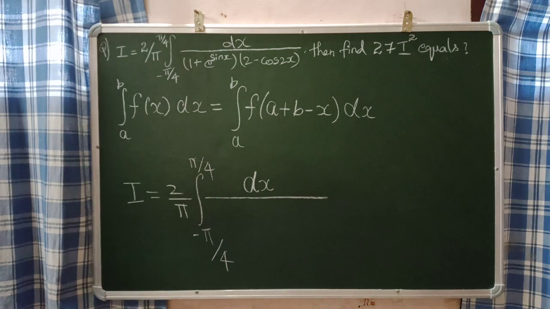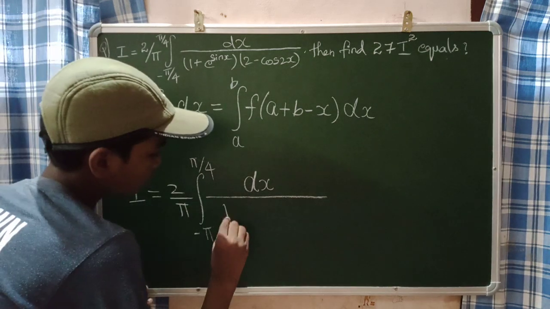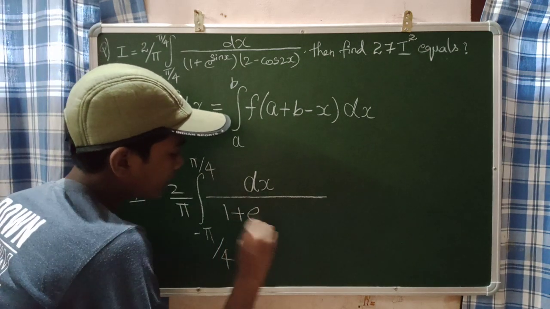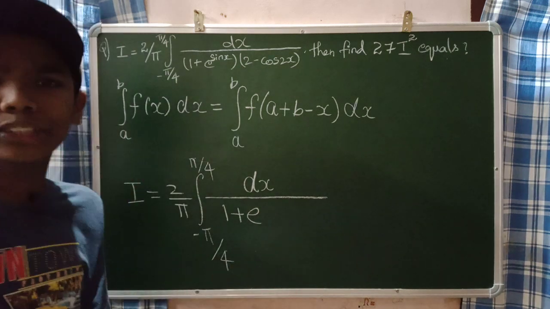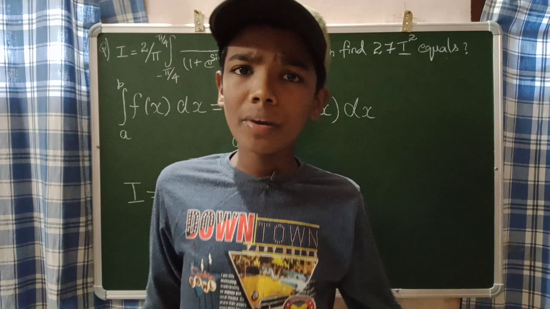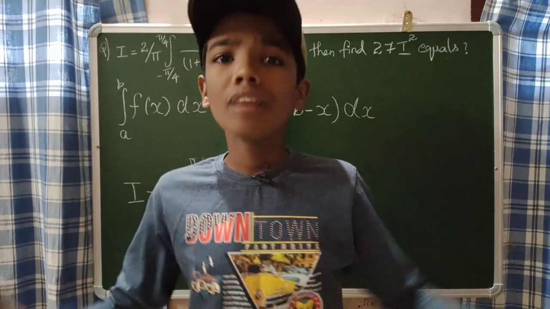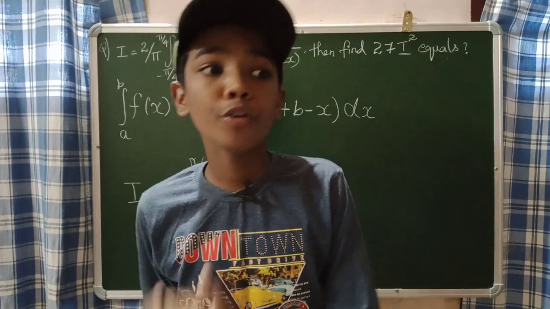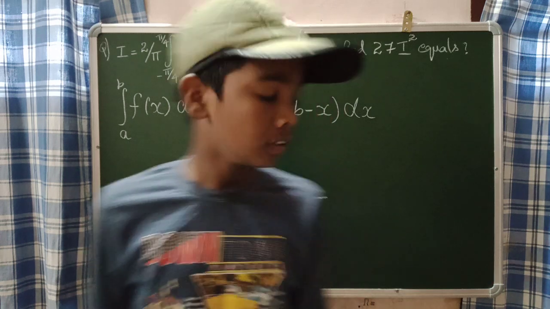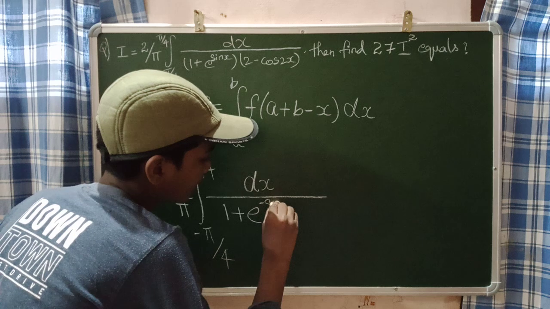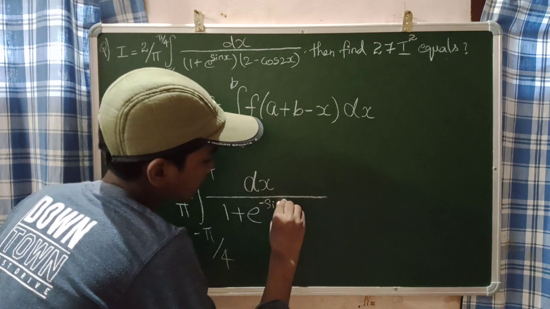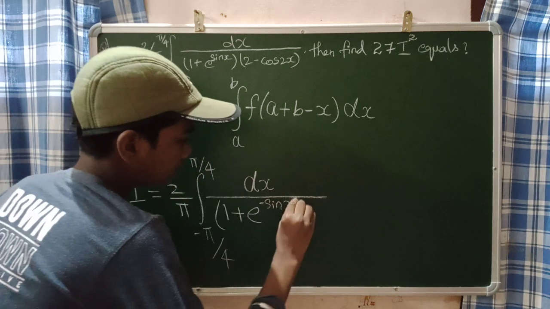When you put x as minus x in the integral, you get dx only, divided by 1 plus e to the power of sine of minus x. Sine of minus x is nothing but minus sine x. That's a basic trigonometric formula: sine of minus theta is always minus sine theta. So this would be minus sine x, because I am putting x as minus x.